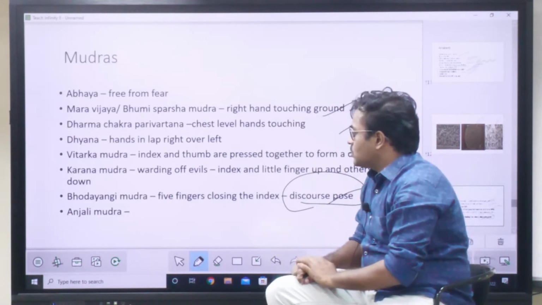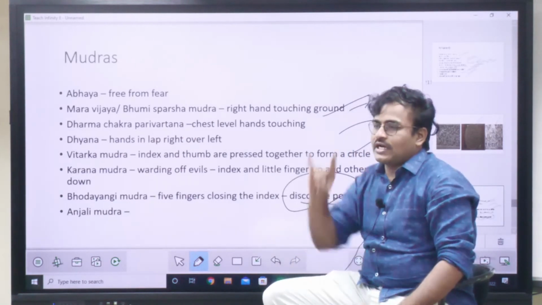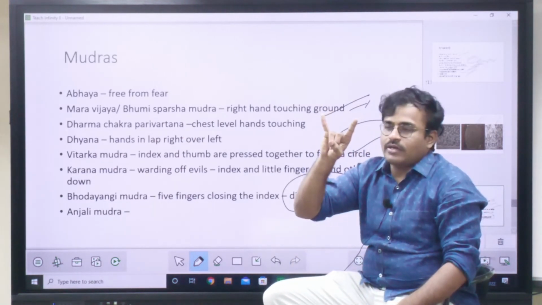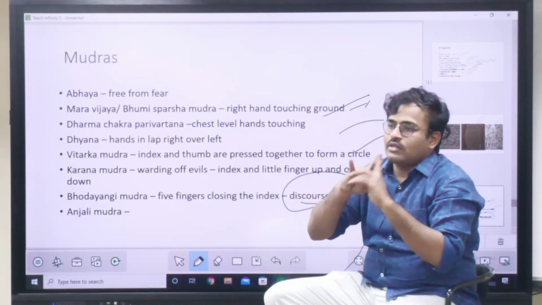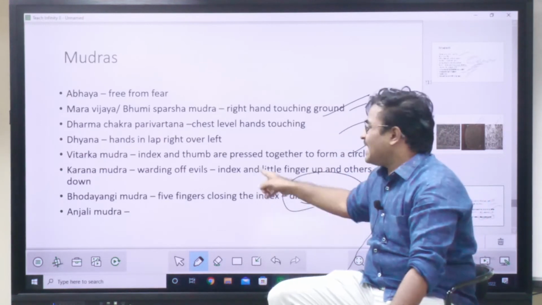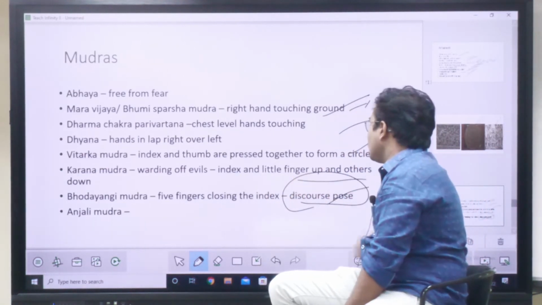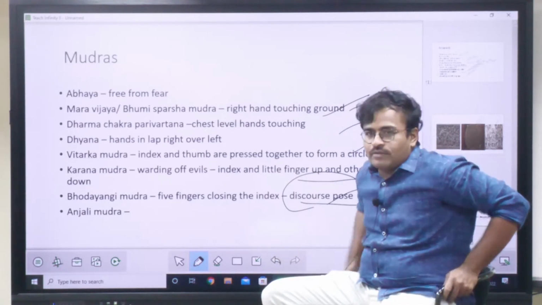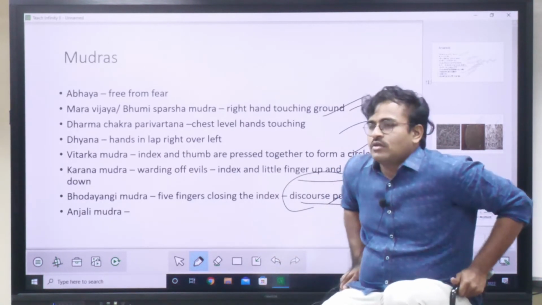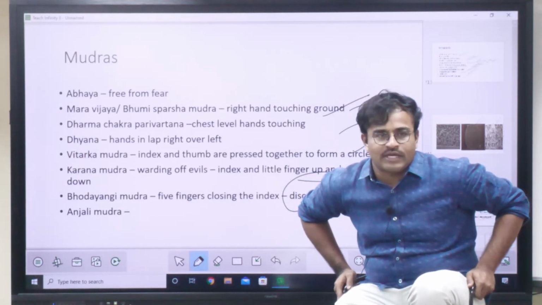Bodhangi Mudra, Karana Mudra. Karana Mudra is important. Karana Mudra is this. So index finger and the little finger, they are emerging. This pose is known as Karana Mudra, and this is usually used in Tantric Buddhism. And here, Buddha is trying to ward off evil. Whenever there is a disease, some affliction, people used to think that some evil force is working here.